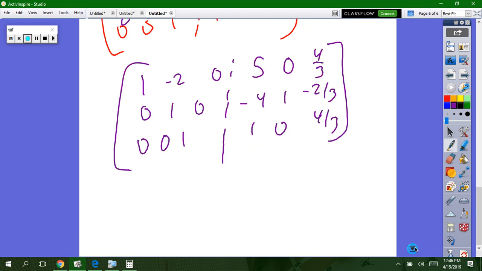Okay, last step. What's our last step? So what row am I going to use? Row 2, because I'm in column 2. If I'm in column 2, I use row 2. If I'm in column 1, I use row 1. Okay? So I'm going to times it by 2. So 0, 2, 0, -8, 2, -4/3. So here's what we get.